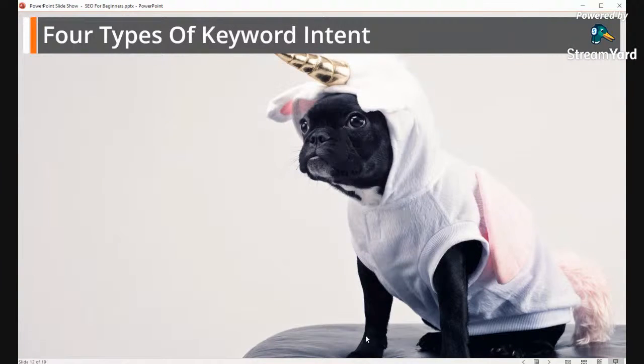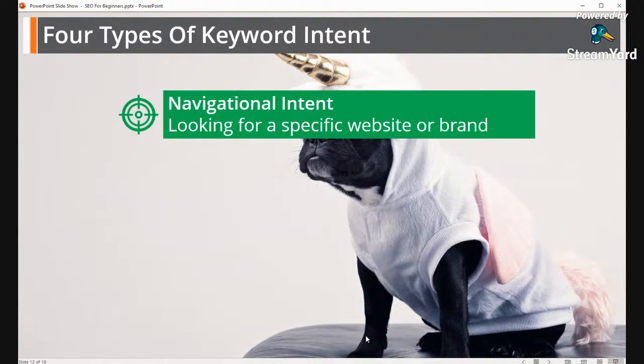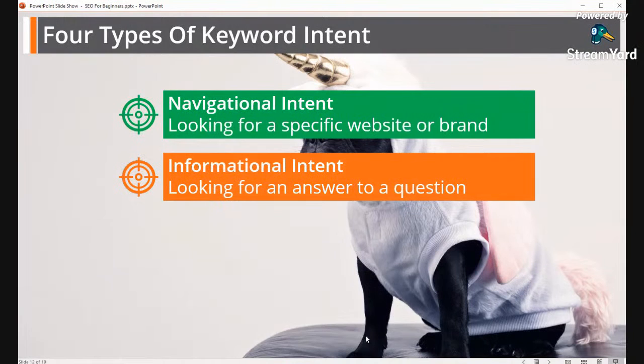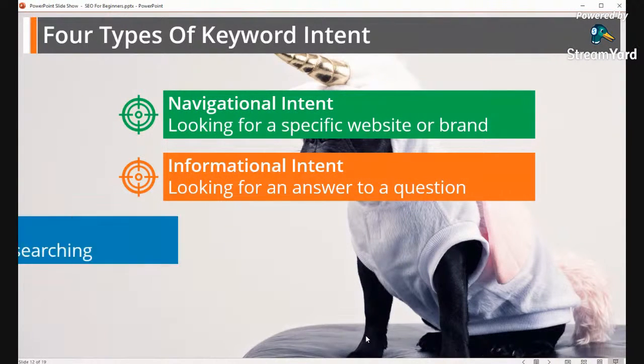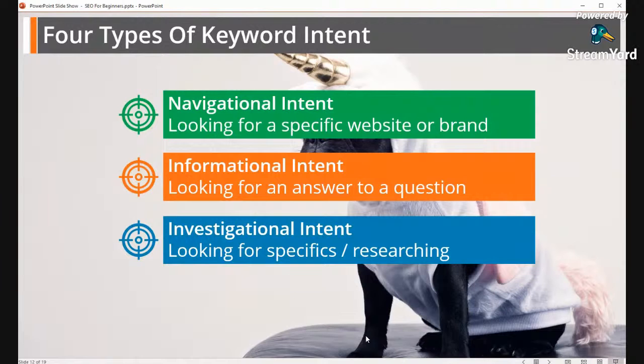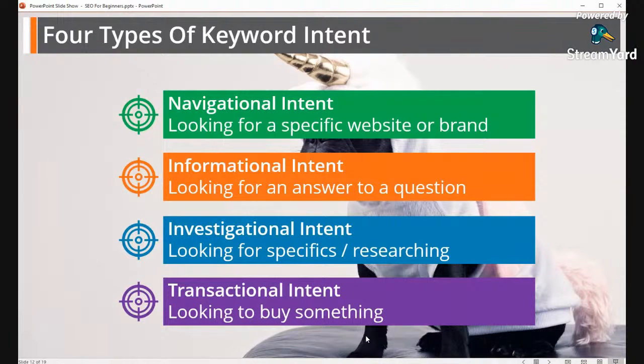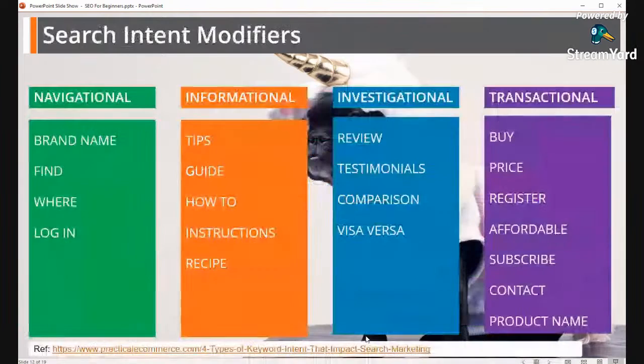So there's basically four types of keyword intent that people are trying to do online for search. It's navigational intent. So that's where they're looking for a specific website or brand. There's informational intent. So they're basically looking for an answer to a question. There's investigational intent, which is a little bit different from informational intent. So the investigational is when people are looking for specifics. So they might be looking to buy something and they're in research mode. So looking for specifics on something, not just an answer to a question. And transactional intent. So that's where you're looking to buy goods.